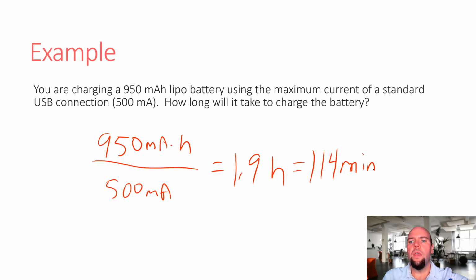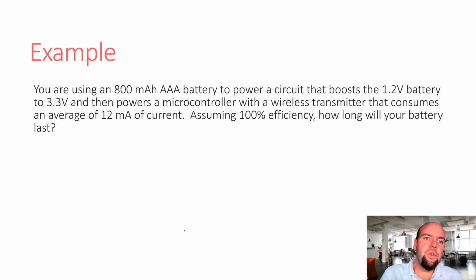Let's do another example. This one is much more complicated. You are using an 800 milliamp hour AAA battery to power a circuit that boosts the 1.2 volt battery to 3.3 volts, and then powers a microcontroller with a wireless transmitter that consumes an average of 12 milliamps of current. Assuming 100% efficiency, how long will your battery last? I want to go through this problem, and I want to answer this problem two different ways.